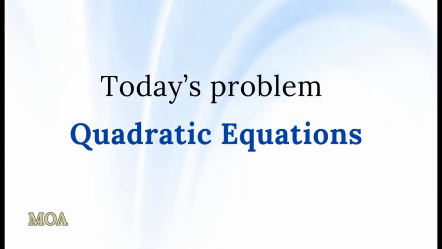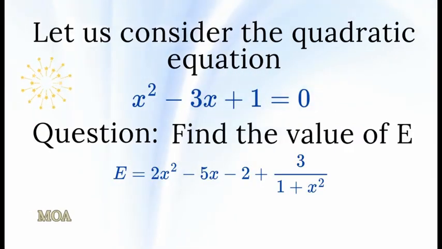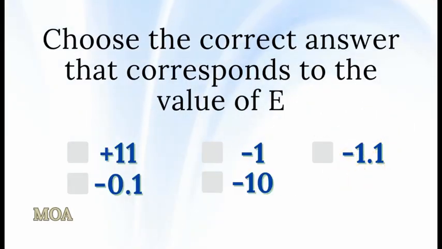Let us first explain the concept behind today's problem to help you understand it better. We are given the quadratic equation x² - 3x + 1 = 0. Our question is the following. Find the value of the expression E = 2(x² - 5x - 2) + 3/(1 + x²). Take your time to calculate it, and then choose the correct answer among these 5 proposed values.